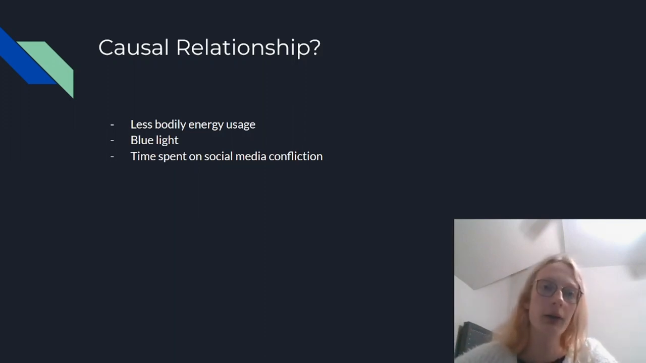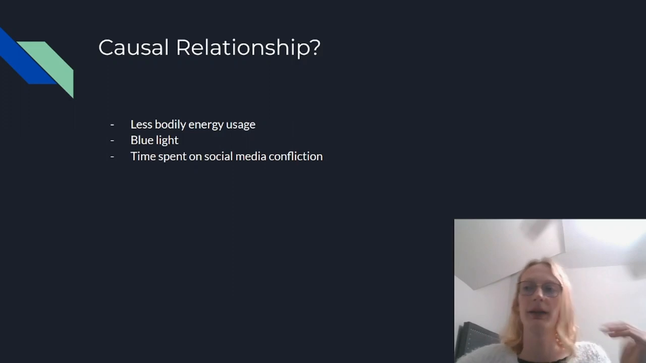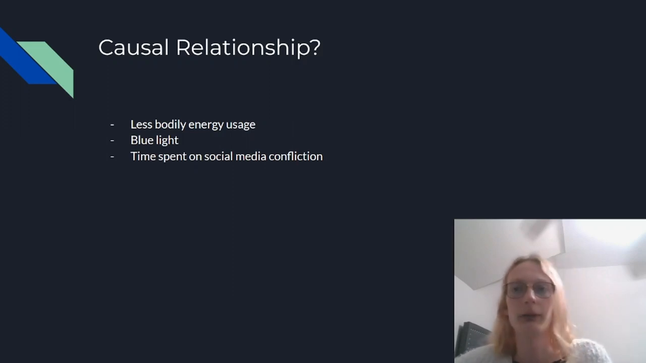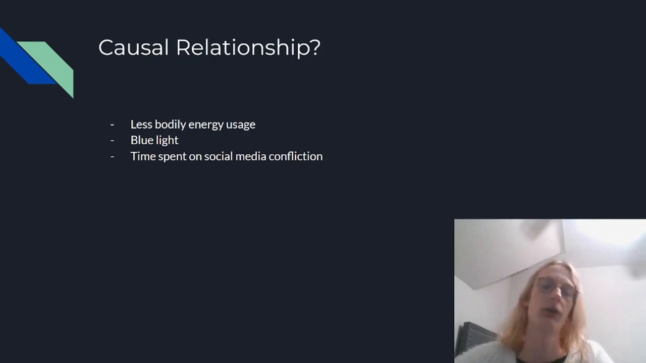Next up is blue light. All social media platforms use devices that emit blue light into your retinas, and blue light has been correlated with lower sleep levels. Which means that as you use social media, you're increasing your blue light intake, which means that you're decreasing your ability to sleep, and you're making it a lot more difficult to sleep because your body's not releasing melatonin, which is the sleep hormone.